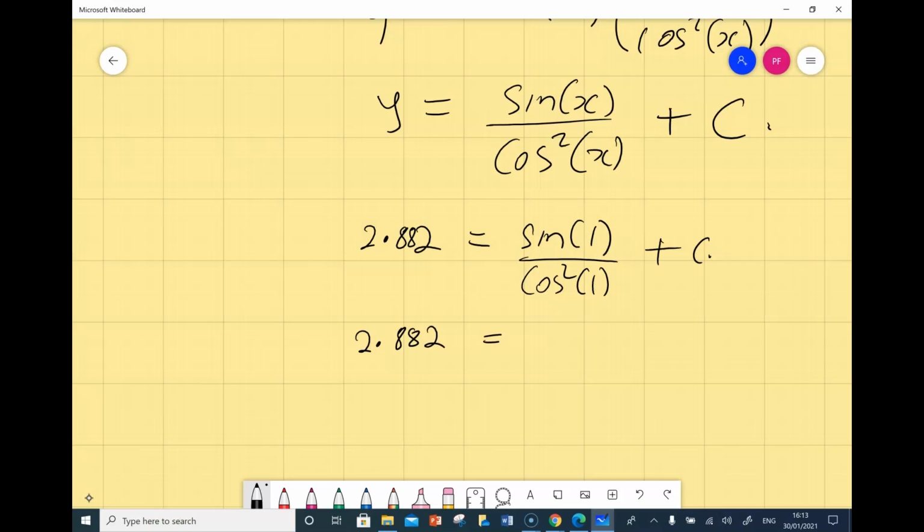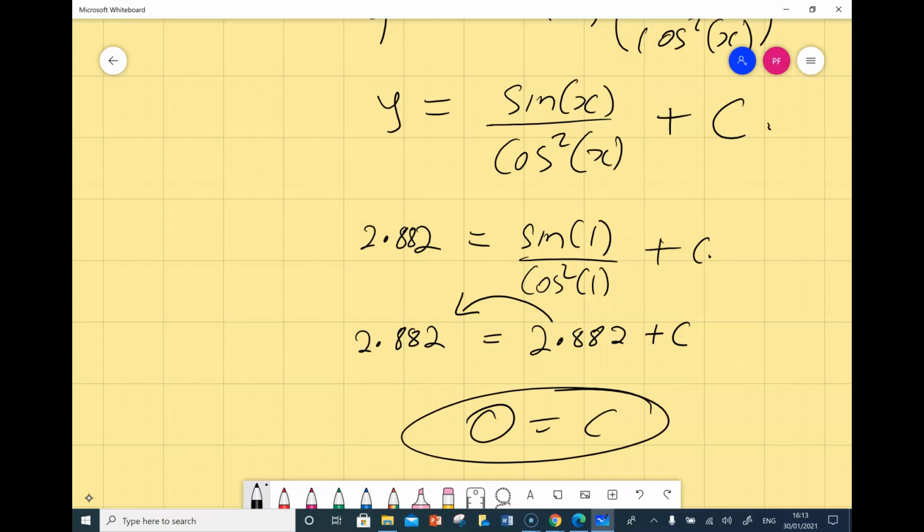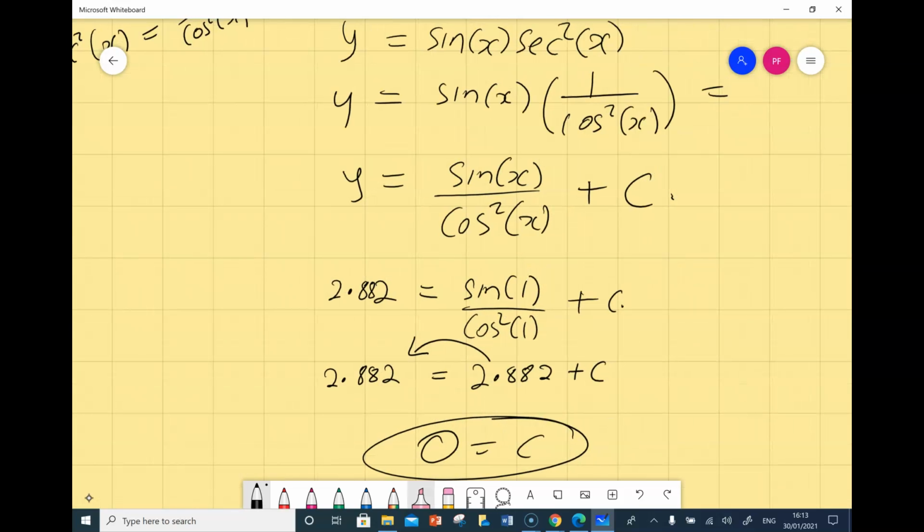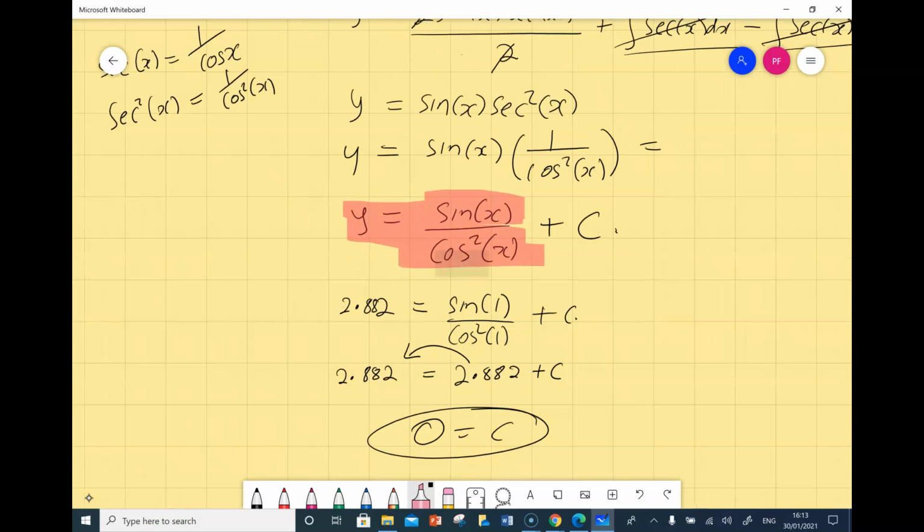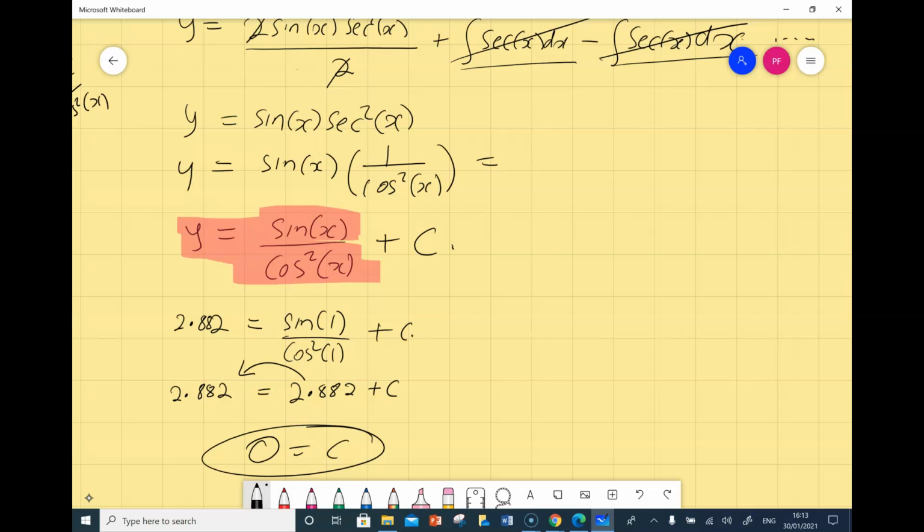Now remember, we're working in radians. Sine of 1 over cos squared of 1 in radians will also give me 2.882, plus c. So when I bring that over, it becomes minus. So 2.882 minus 2.882 is 0. So c is 0, basically there's no c. So my integral is just this chap here. And then after that, all we have to do is find our integral, or find our area under the line. So our integral is sine x over cos squared x. We have no c, and then we just need our limits.